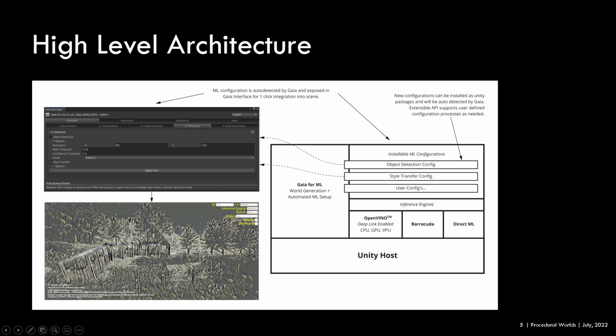At a high level, Gaia ML offers an inference wizard where you can embed your own machine learning experiments within Unity 3D. Inside of Unity, we have Gaia ML, and then we have our inference engines, OpenVINO, Barracuda, and coming soon, DirectML. And then within that, you can create your own user configs and automate the experimentation and application of machine learning in your environments.